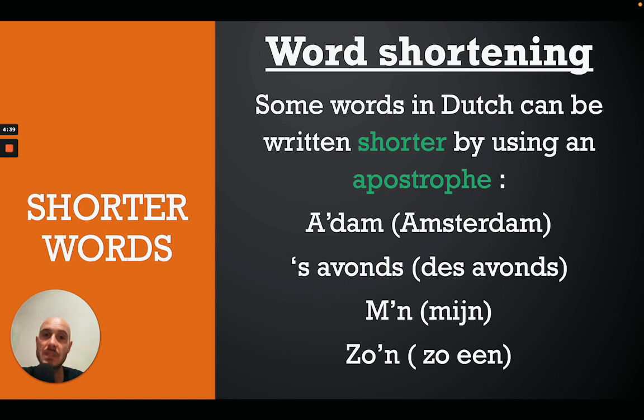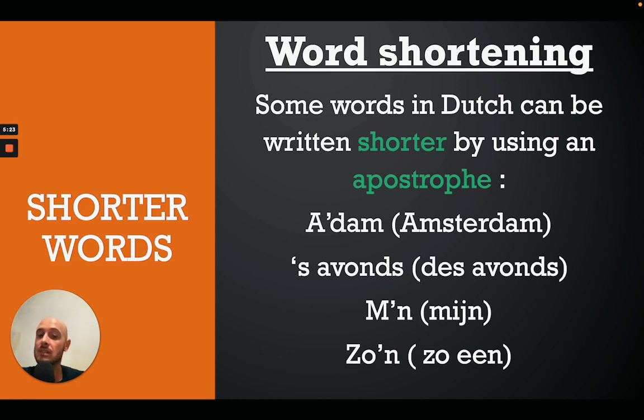Now we continue. Sometimes what we like to do in Dutch is make our words a little bit shorter, so word shortening. And we do that using an apostrophe. As you can see, the following examples: apostrophe dam, that would be Amsterdam. And then 's avonds, 's morgens, 's middags, 's nachts. I know you've seen them a lot. That is coming from an older Dutch expression, which was des avonds, des morgens, des ochtends. However, we don't write des anymore. We just write apostrophe s, and then 's avonds, 's morgens, 's ochtends, 's middags, and 's nachts also.